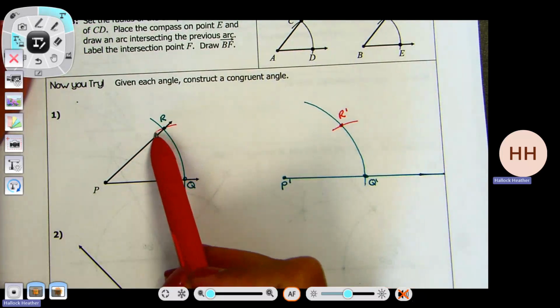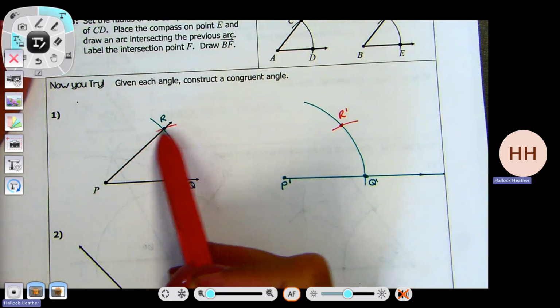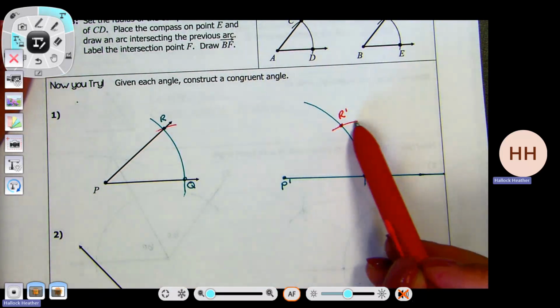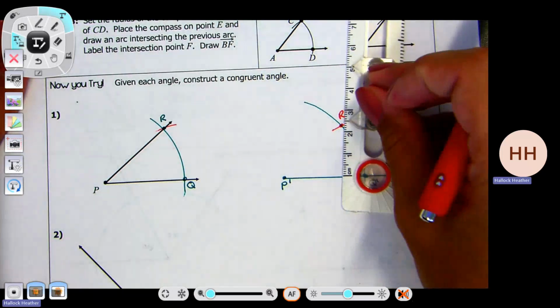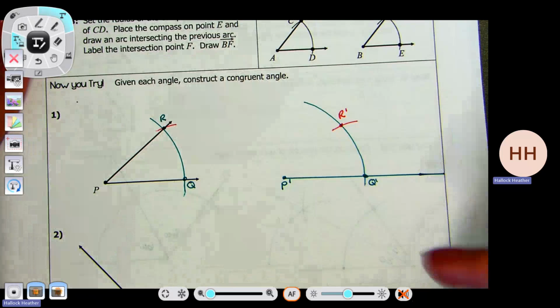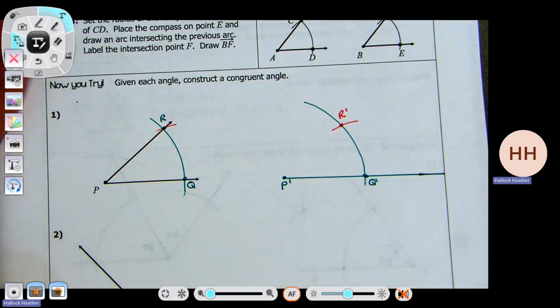So where I put my arc here, did you make your arc on this one? So you bring it over here and you make the same arc over here. So you put it on Q and then you make the same arc. Whoop. Where they cross represents R prime. So what would be the next step? What would I have to do?